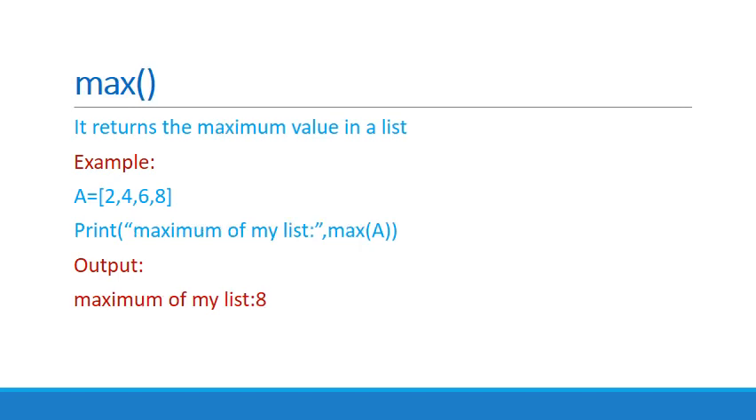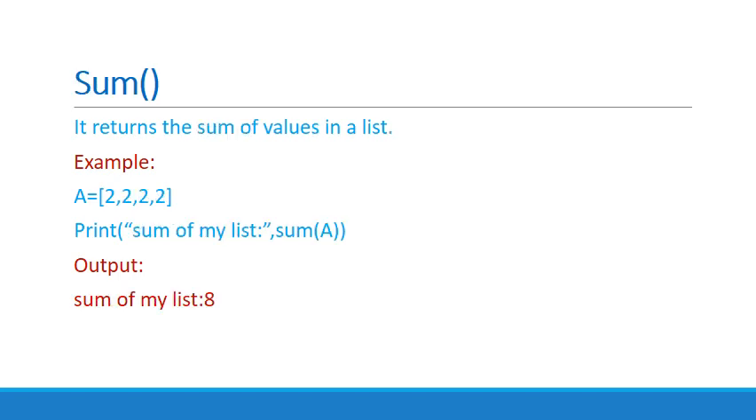Next, max function. This function returns the maximum value in a list. So it will return the largest number from the given list. And here we had given the numbers 2, 4, 6 and 8 and in that the largest number is 8. So we will get that number as an output.